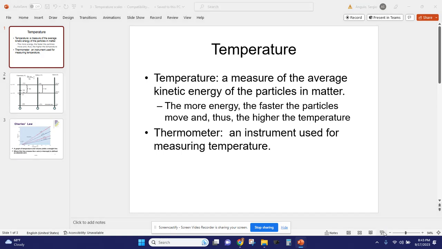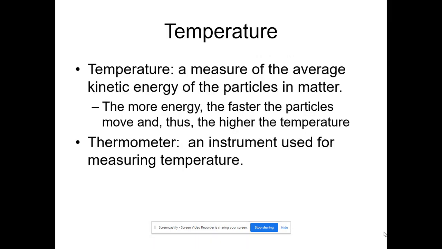Okay, so this is the story of three temperature scales. We're going to go ahead and talk about the three temperature scales, and we'll come back to the definition of temperature. There are the Fahrenheit, Celsius, and Kelvin temperature scales that we're going to talk about.